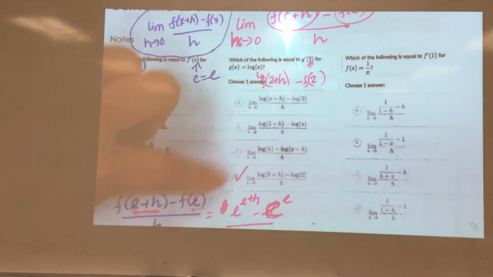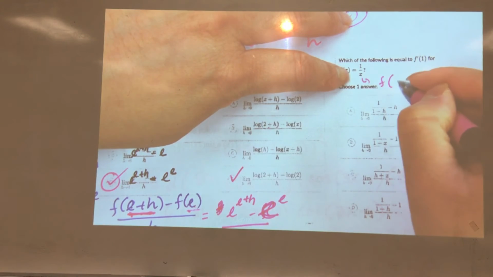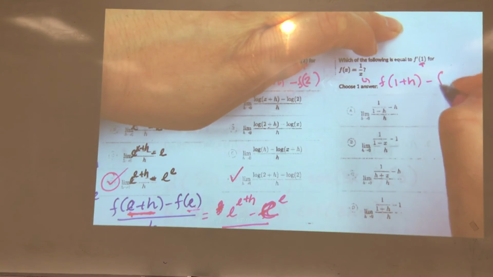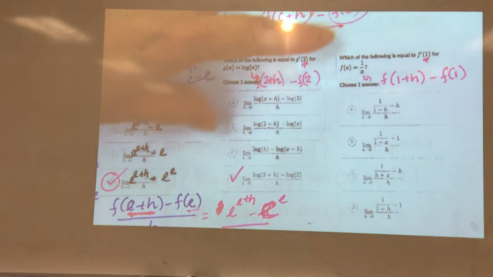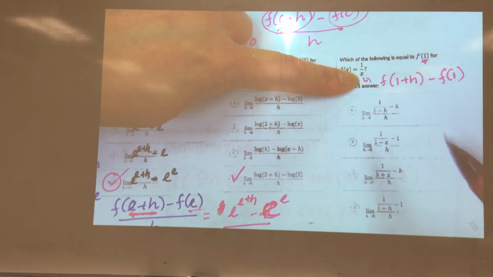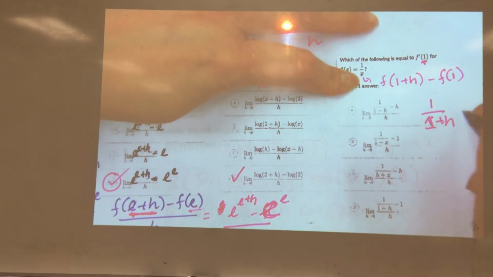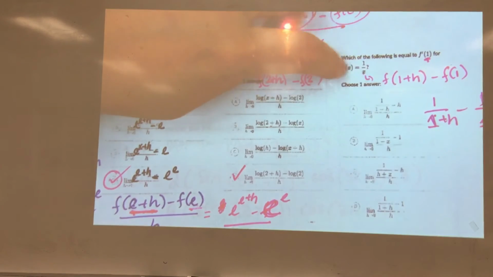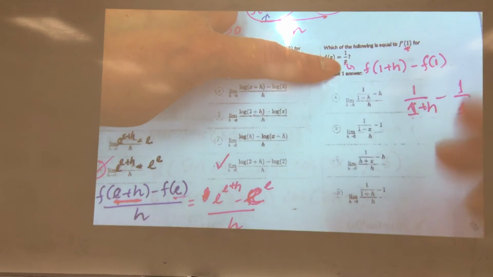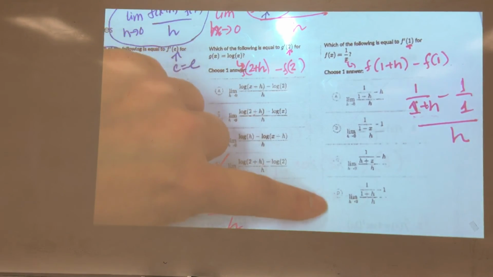Okay, let's do one more. Again, the first part over here should be f of, this is the 1, so it should be 1 plus h. The second part should be f of 1. So if I look over here, when I have the x values, it should be 1 plus h. So this should be 1 over 1 plus h minus 1 over 1. So I'm replacing the x with these two terms, okay? All of that over h. So look over here, the one that matches is D.